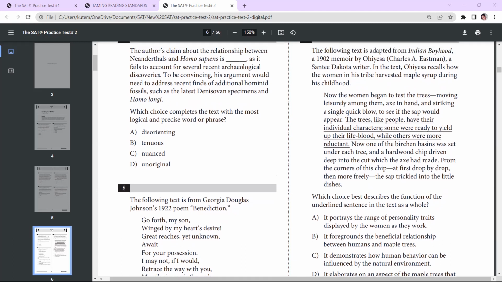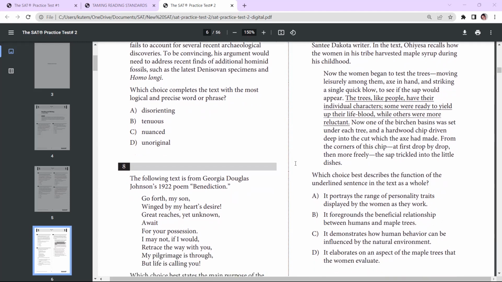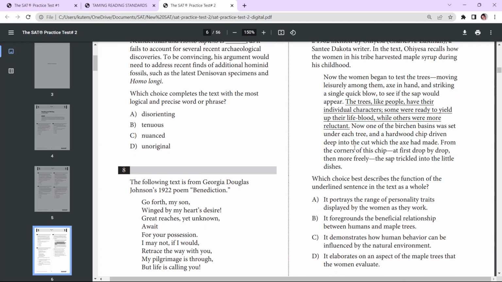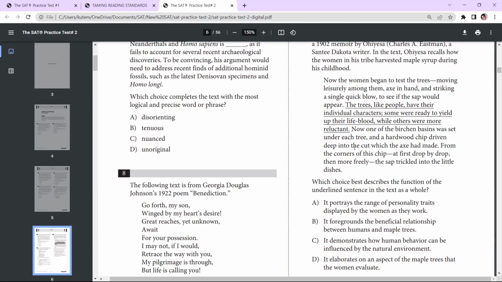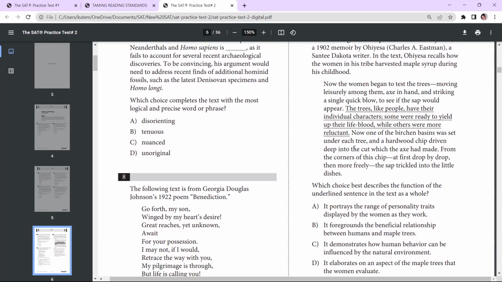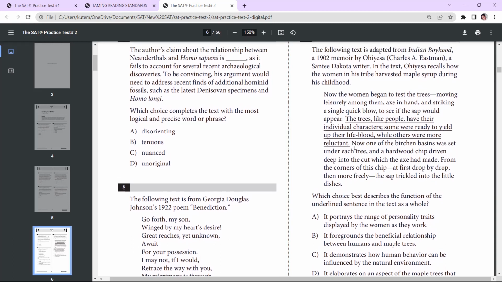So it says the following text, oh sorry, starting from the question. I need to get used to doing that. It says, which choice best describes the function of the underlined passage in the text as a whole? So we're looking at this entire passage and picking out what is the function of this little text. And remember that function goes beyond stating what it is. So that will make sense when you go through the options.